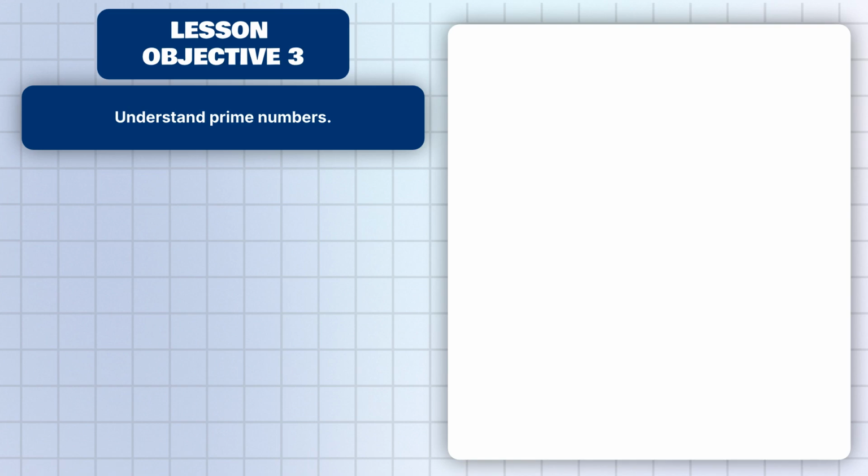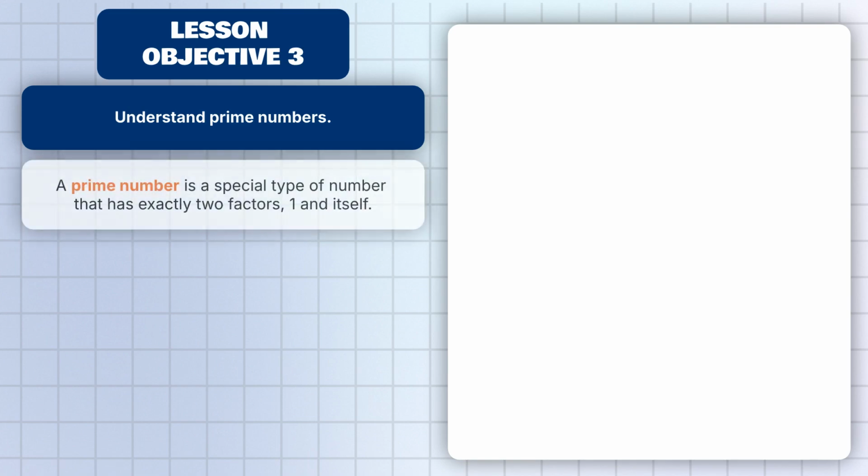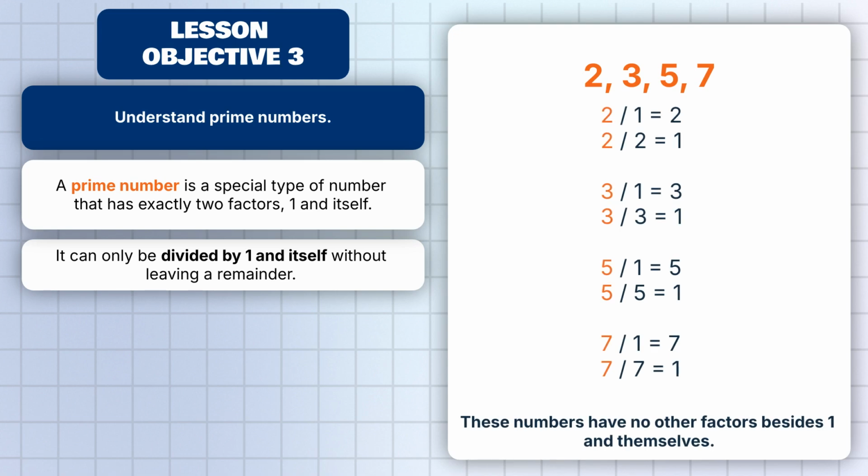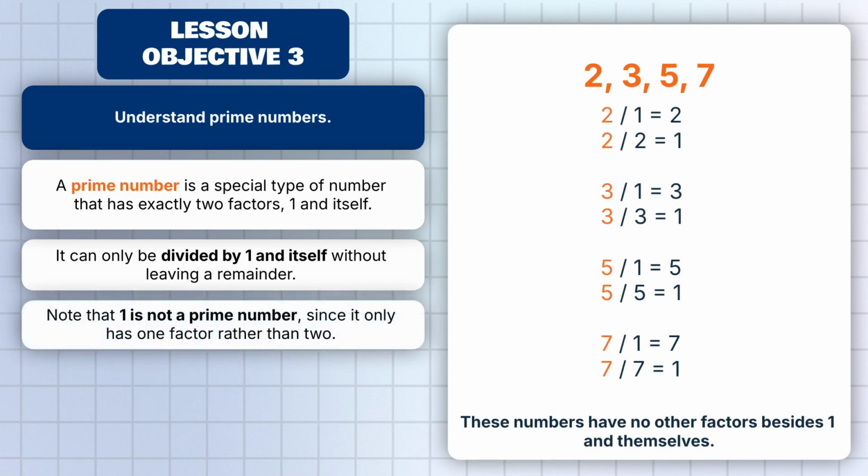Lastly, we will delve into prime numbers. A prime number is a special type of number that has exactly 2 factors, 1 and itself. It can only be divided by 1 and itself without leaving a remainder. For example, the first 4 prime numbers are 2, 3, 5, and 7. These numbers have no other factors besides 1 and themselves. Note that 1 is not a prime number, since it only has 1 factor rather than 2.